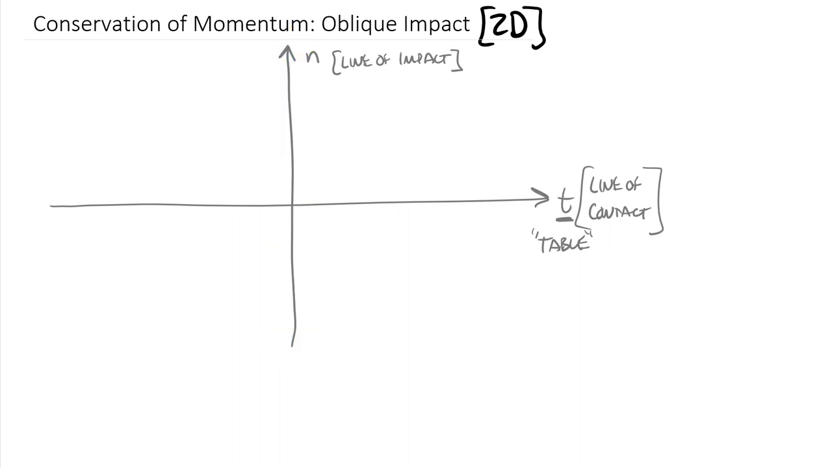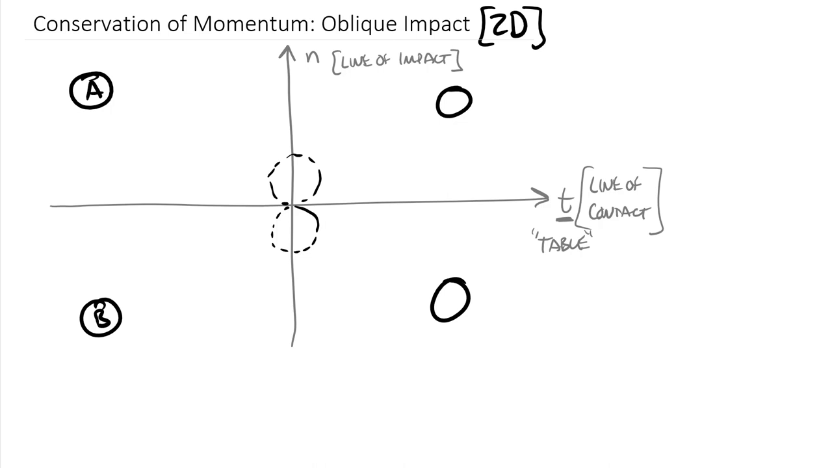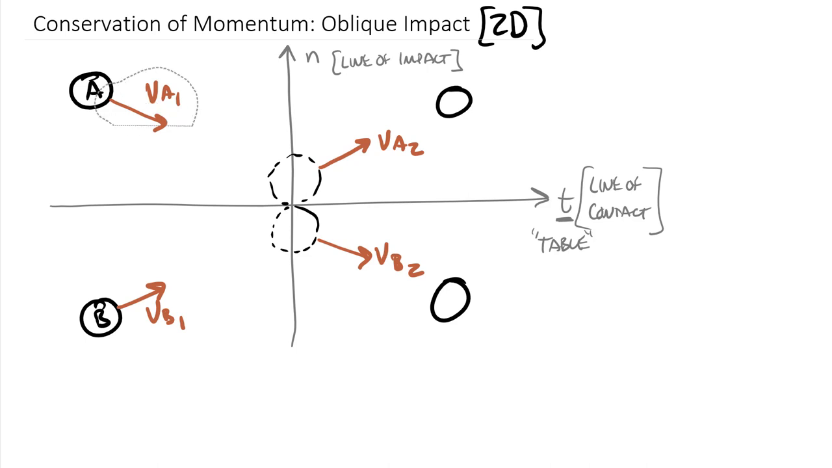So if we have a particle up here, this is particle A, here's particle B, and they're going to collide right here at the center of our axis system across this line of contact, and then they're going to bounce off of each other. We could show their initial velocities coming in as VA1 and VB1, and after they bounce, VA2 and VB2.